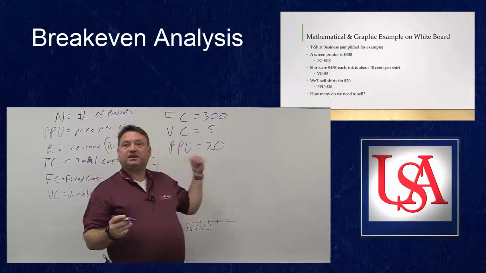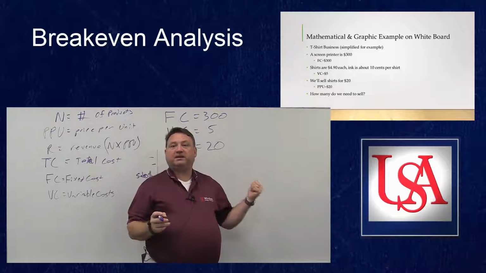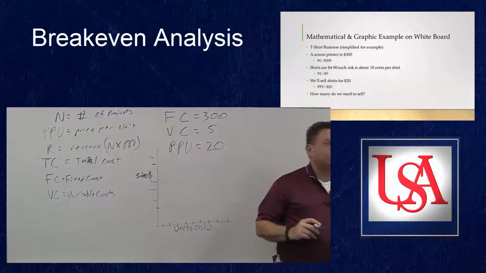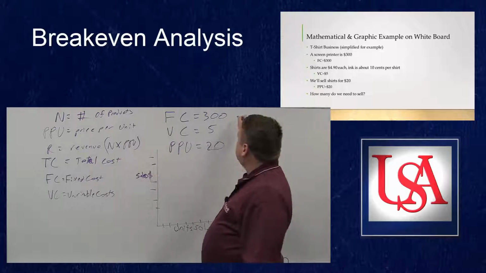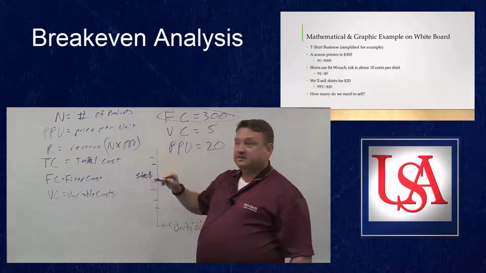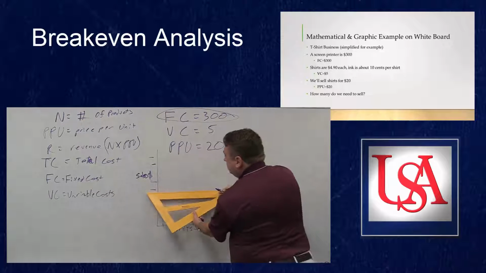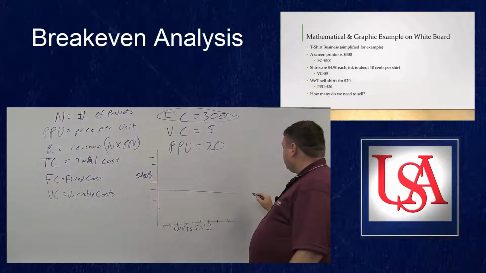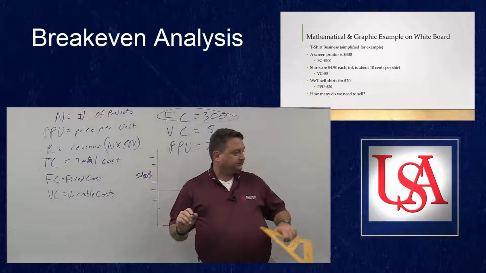Now the first thing we graph when we're graphing a break-even analysis is our fixed costs. And our fixed cost is super easy. We look, what were our fixed costs? $300. So we go up here to $300, and we make a line straight across. And we'll even go ahead and label that fixed cost so we know what it is.